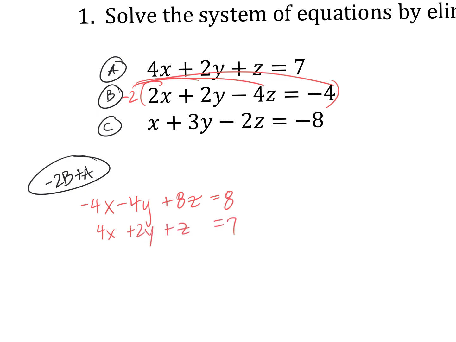Let's add these up. Negative 4x plus 4x. Poof, I love that. Negative 4y plus 2y is negative 2y. 8z plus 1z is 9z.